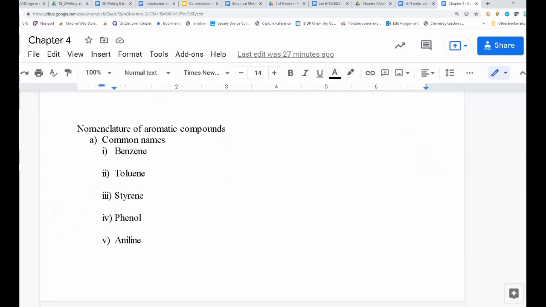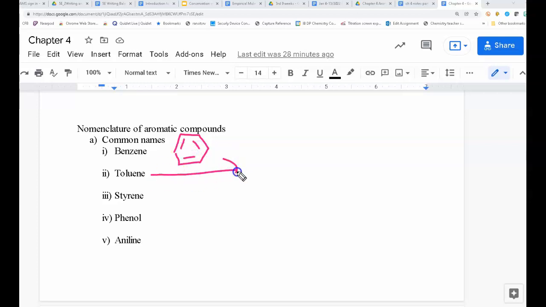Okay, so we're going to get into talking about some common names, of course, and we're going to go ahead and draw out these structures so that you can see what they are. You'll see IB refer to these common names, but you are not going to have to know these, but you're going to probably get to know some of them. So, of course, we have benzene, which we draw like this.